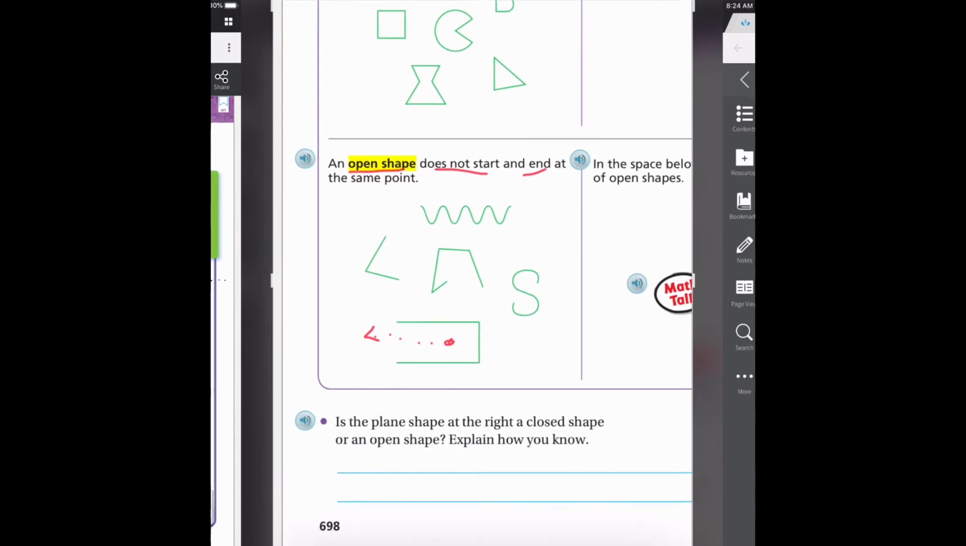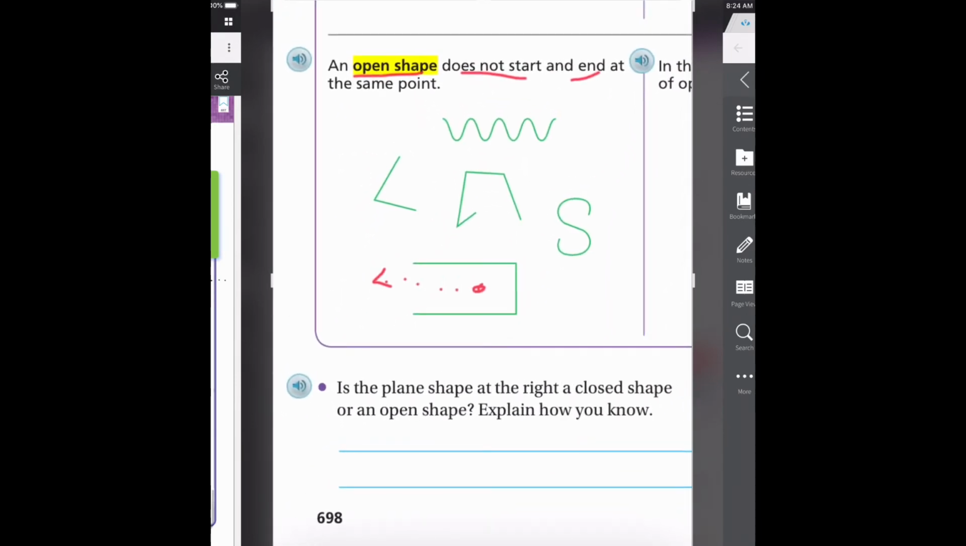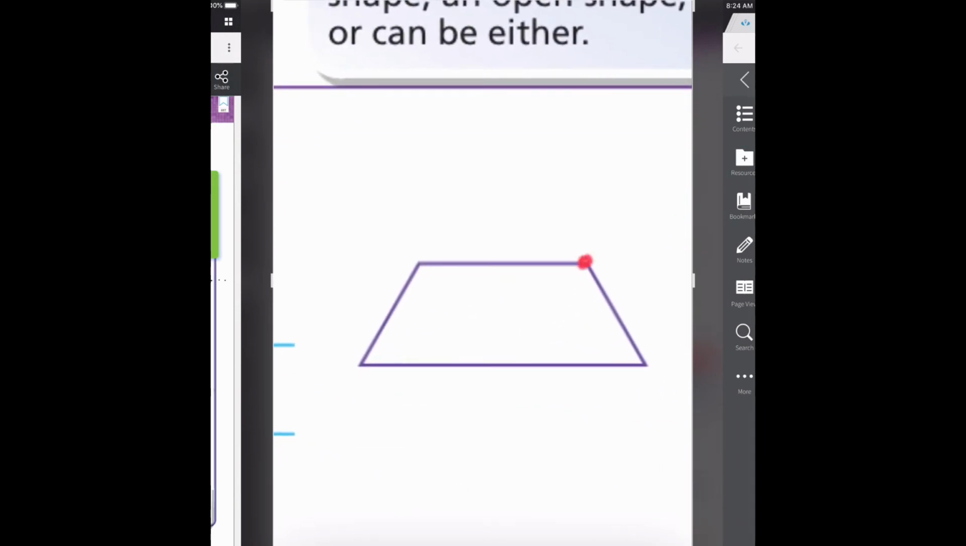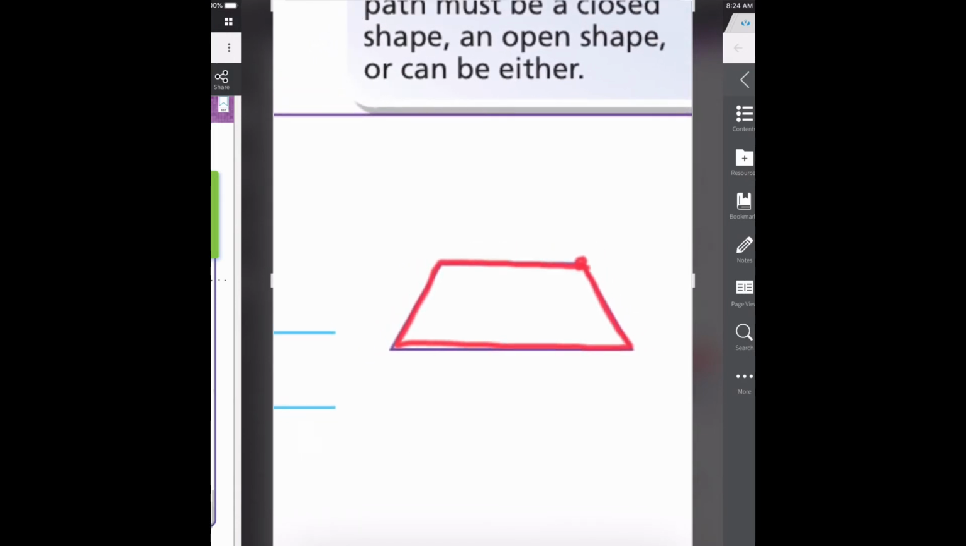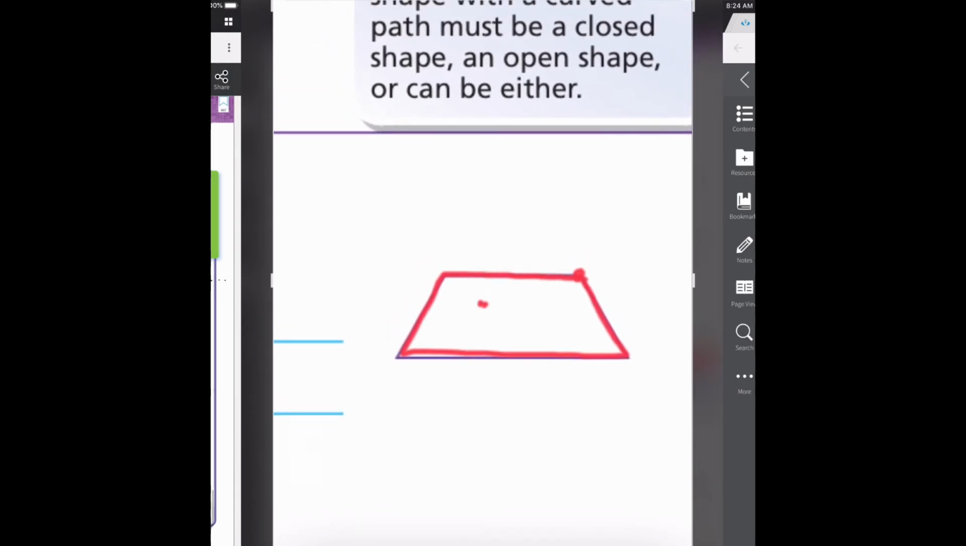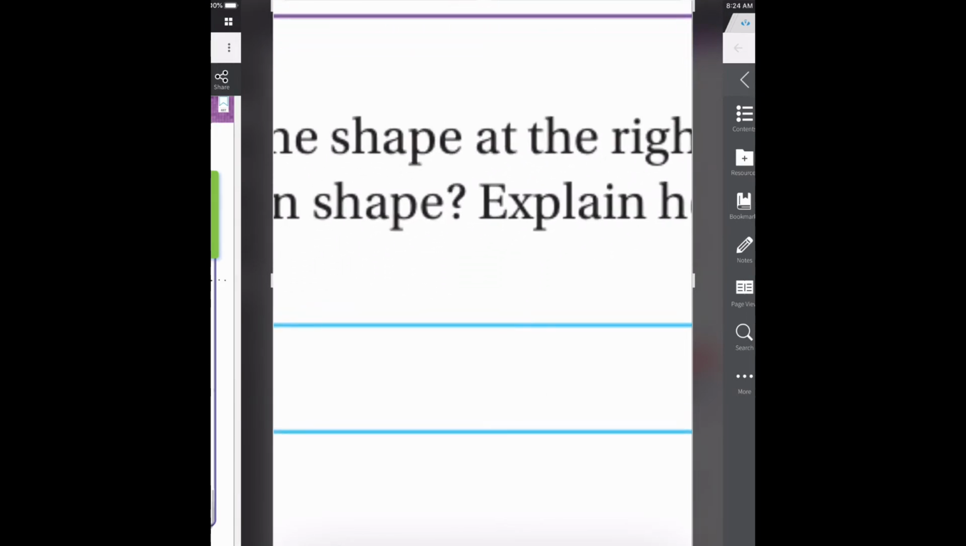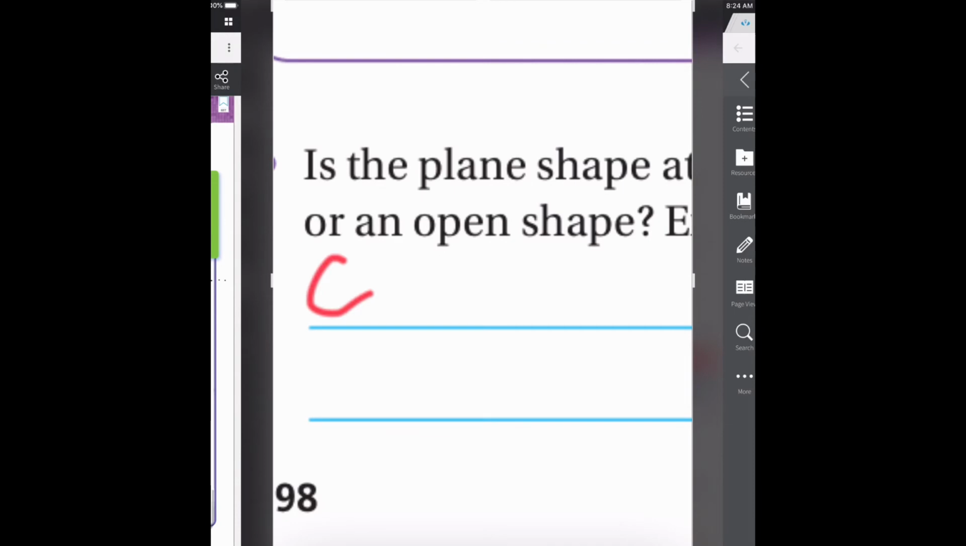All right. Down at the very bottom, is the plane shape at the right a closed shape or an open shape? Let's take a look. There it is right there. If we have an endpoint that we start at and we draw the whole thing, we'll end up getting back to the endpoint. It starts and ends at the same place. Or, in our other example, if we put an animal in there, it would be fenced in and could not get out. So this shape is closed.